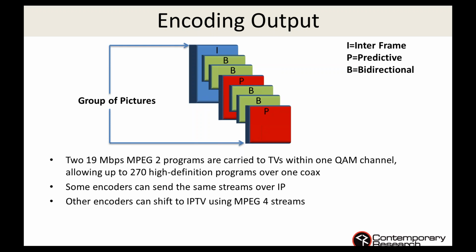When you output, generally modulators today will take 2 very high megabit streams, like 19 megabit streams, that can be put into one channel, and that's where you get the 270 programs, because you have 2 channels per unit. And some encoders can send the same streams over IP. They'll be separate, so there'll be a stream with one address and a stream with a second address sent to the network. And if you're really looking forward to how things could change and shift in the future, what's really nice is if your encoder can also shift and do MPEG-4.